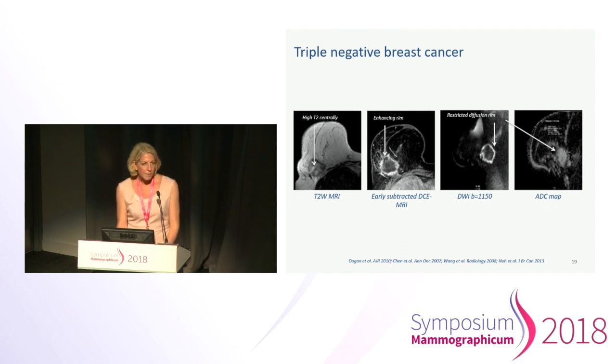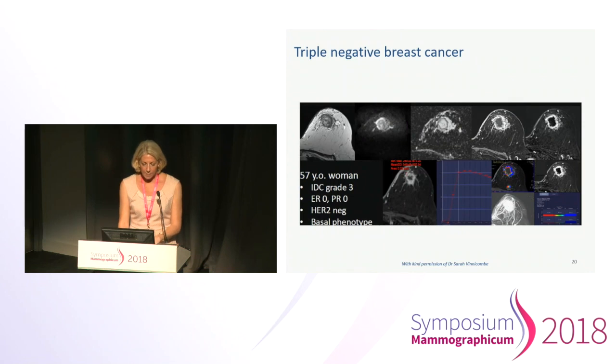And again, that's often seen on ultrasound, where triple-negative breast cancers can mimic cysts. And you can see those features here are mirrored on the diffusion-weighted sequence with a very pronounced restricted diffusion rim and a free diffusion core.